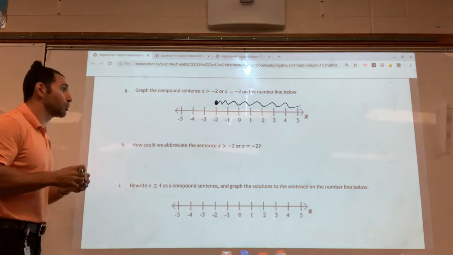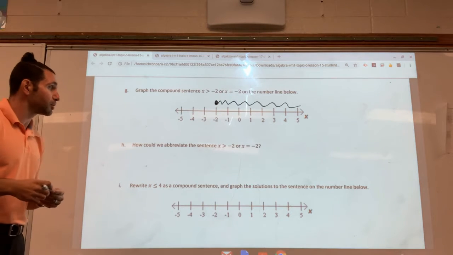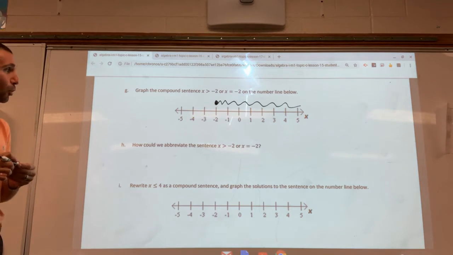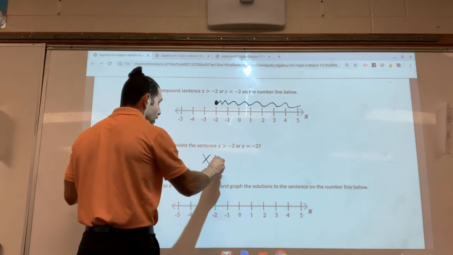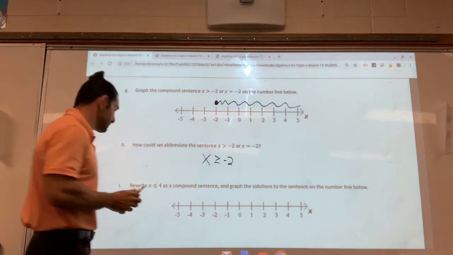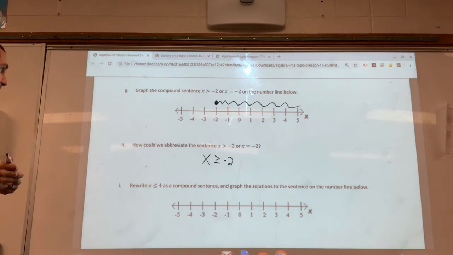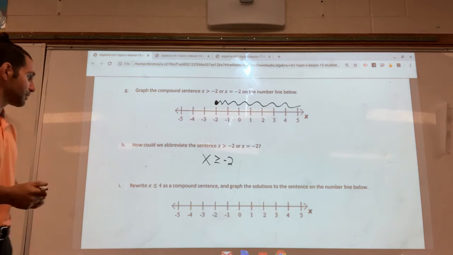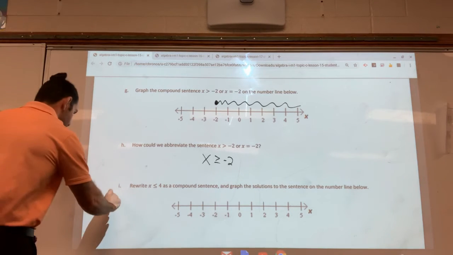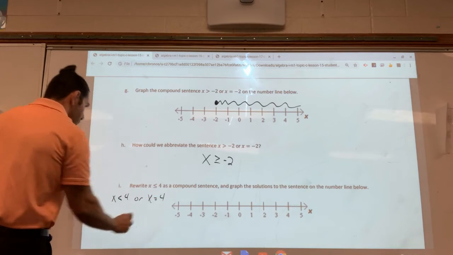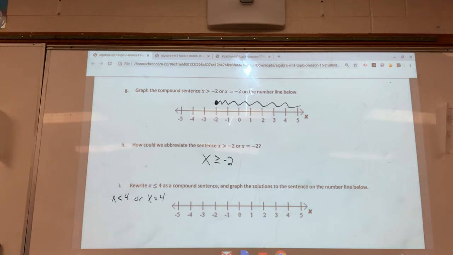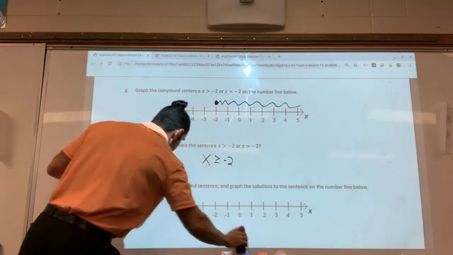Well, what about this? How could we abbreviate x is greater than -2, or x is equal to -2? So how would we abbreviate that? Well, we would abbreviate that as x is greater than or equal to -2. Okay, rewrite x is less than or equal to 4 as a compound sentence. X is less than 4 or x equals 4. And then we would graph it. I'm not going to spend my time doing that, but that's what we're doing here. We're trying to make two different statements.